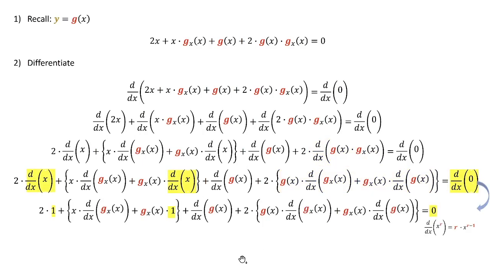Okay. And now I just took care of the basic ones. Derivative of 0 is 0. Derivative of x is 1. Derivative of x is 1. Again, you could do different steps, in a different order, but I'm always using certain rules.